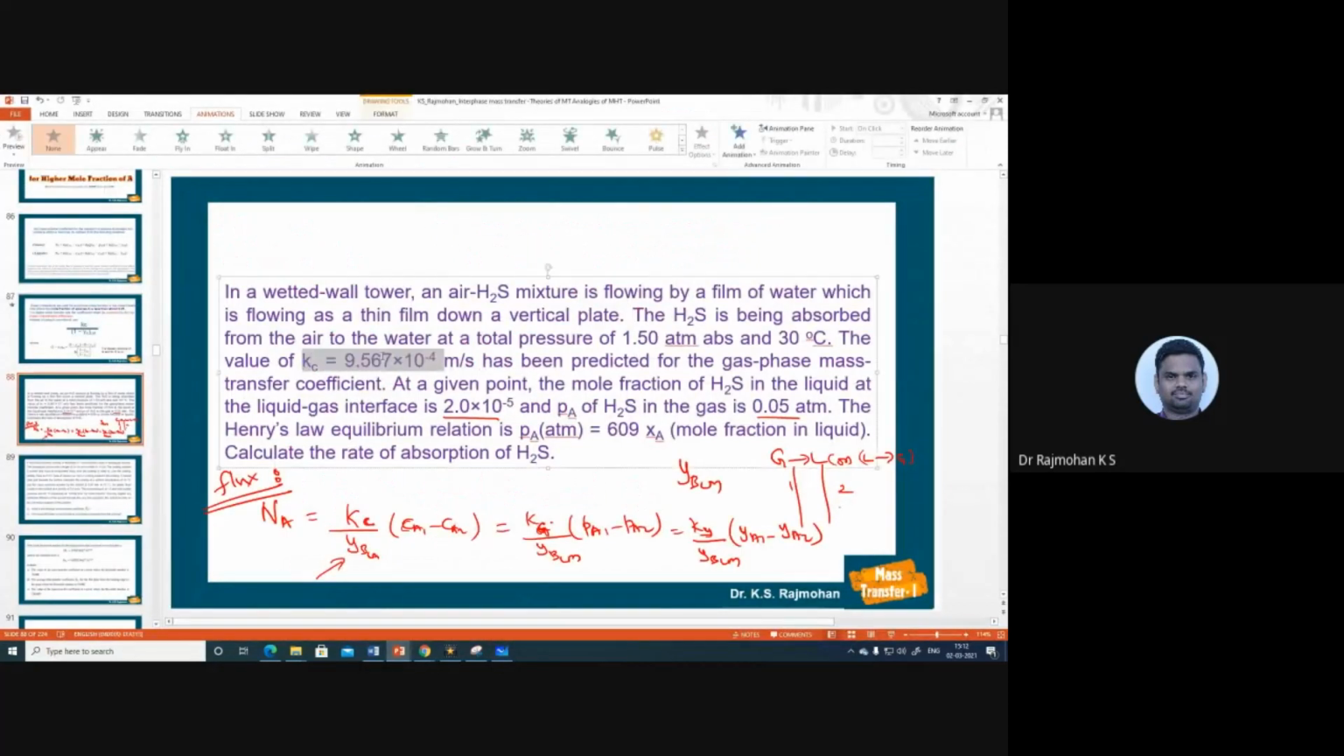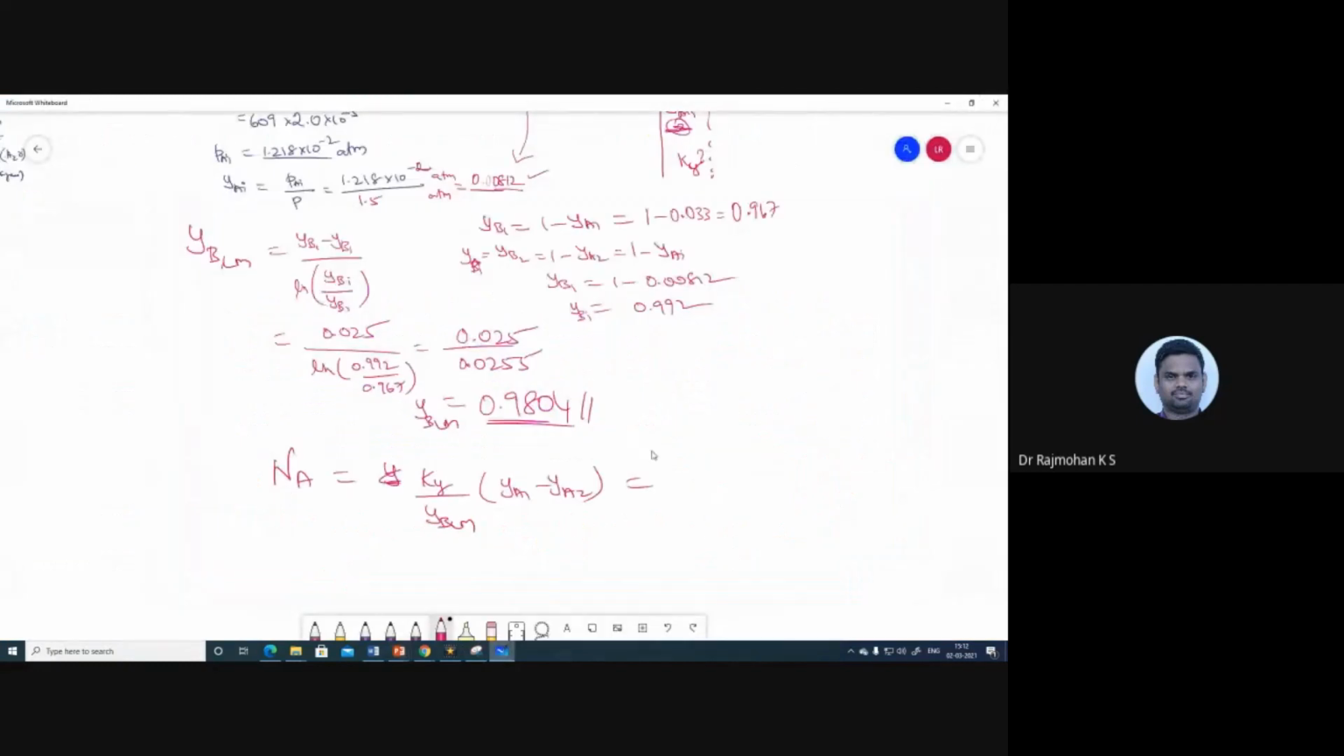Value of Kc is given: 9.567 into 10 power minus 4. So if the Kc value is given, better what we do is substitute the driving forces. We have to relate it, that is, what is the relationship between Kc, Ky and Kg. We can always find the relationship and use it, otherwise directly substitute in terms of Ca1, Ca2, that is also easier.